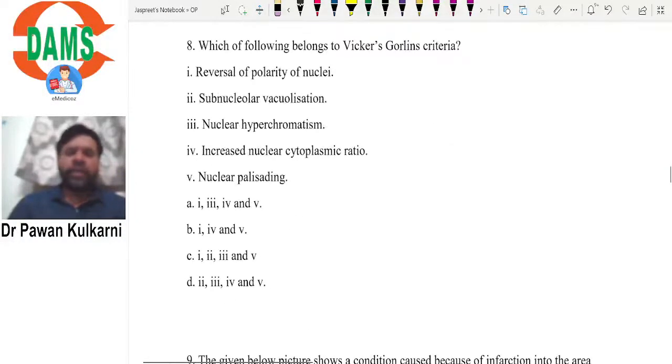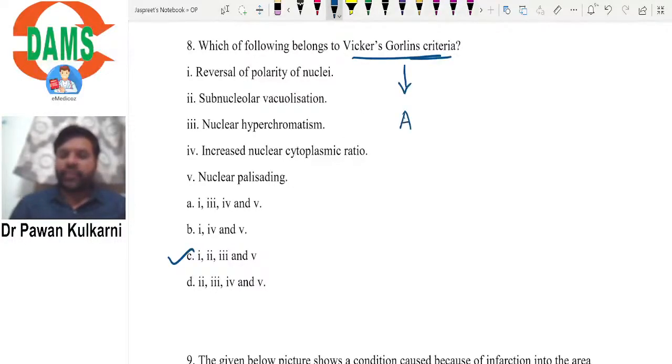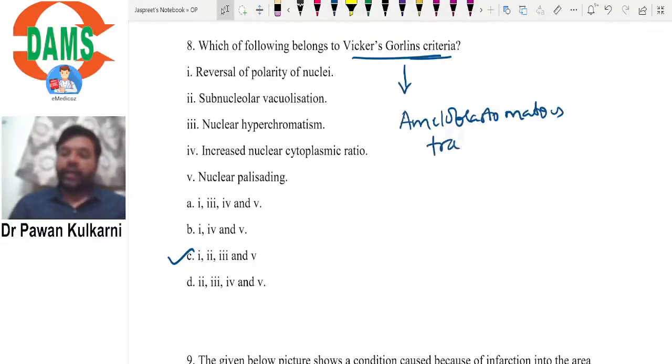Okay, which of the following belongs to Vickers-Gorlin criteria? So here, if you see carefully, instead of the fourth, all the others are correct. So what is Vickers-Gorlin criteria? Vickers-Gorlin criteria is for ameloblastoma transformation. The word important here is transformation or conversion.